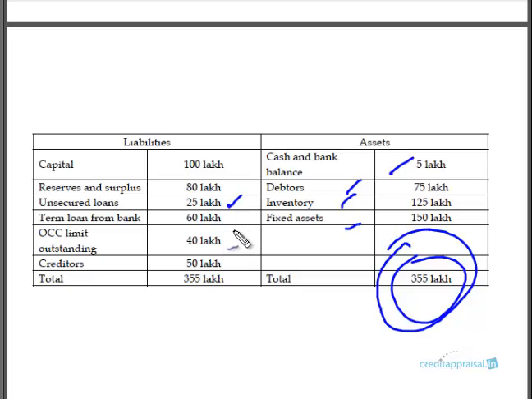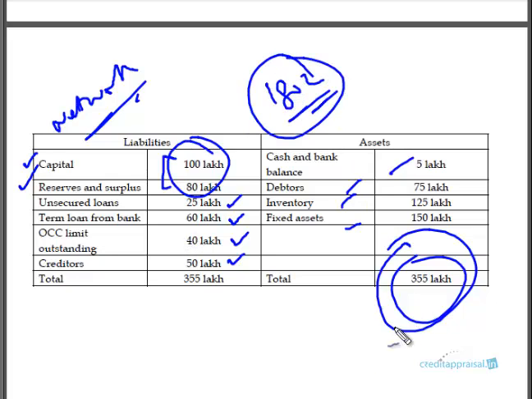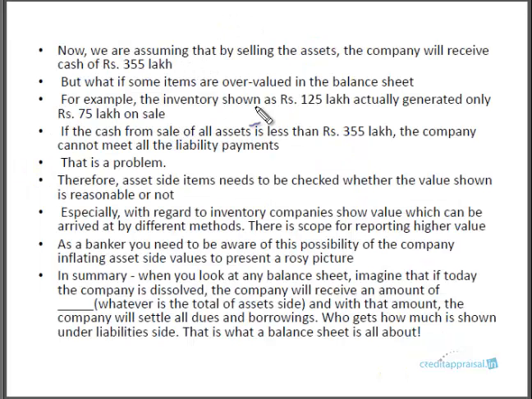What is it going to do? It's going to repay unsecured loans. It's going to settle the dues to the bank, term loan and OCC, some raw material creditors, and the balance, the owner's claim. Both the capital and reserves belong to the owner. This is known as net worth, right? Net worth. So ultimately, after settling all these dues, we will be left with 180 lakhs. This will be taken by the owner, assuming the company is going to realize 355 lakhs by selling all the assets.